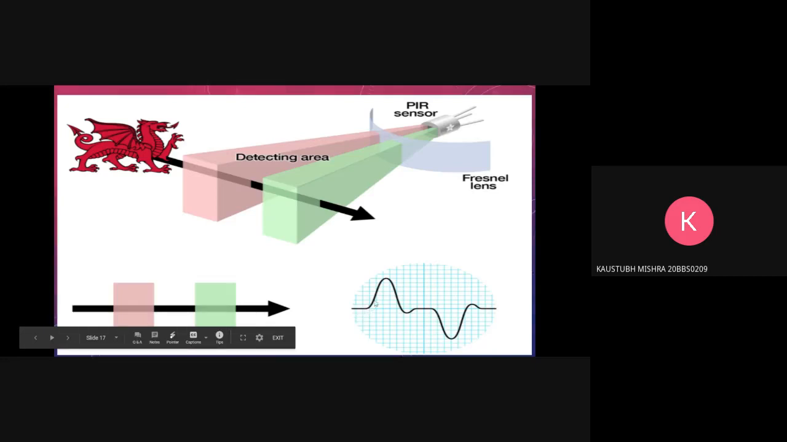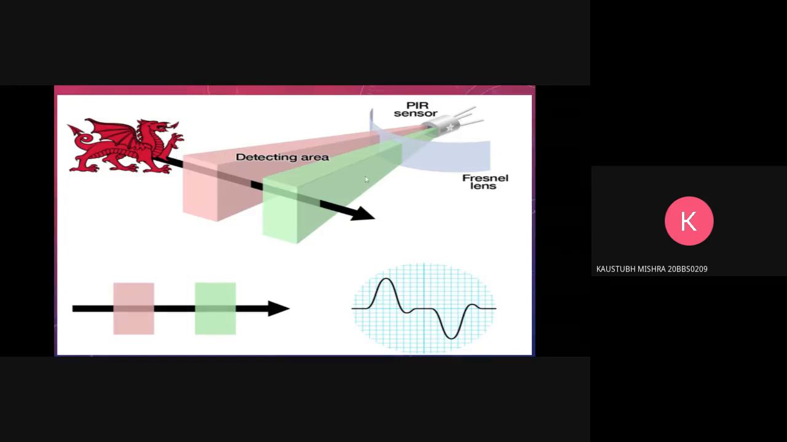And hence we get this upward curve, meaning that slot 1 has more of a reading than slot 2. And in fact there is something moving in the detecting area. And when the dragon reaches slot 2 and is not in slot 1, obviously slot 2 is the one detecting more infrared radiations, and hence we get this downward curve. So whenever we get a signal out of this PIR sensor, we can for sure confirm that something or the other is moving in front of the infrared sensor. So this is how infrared sensors actually work.